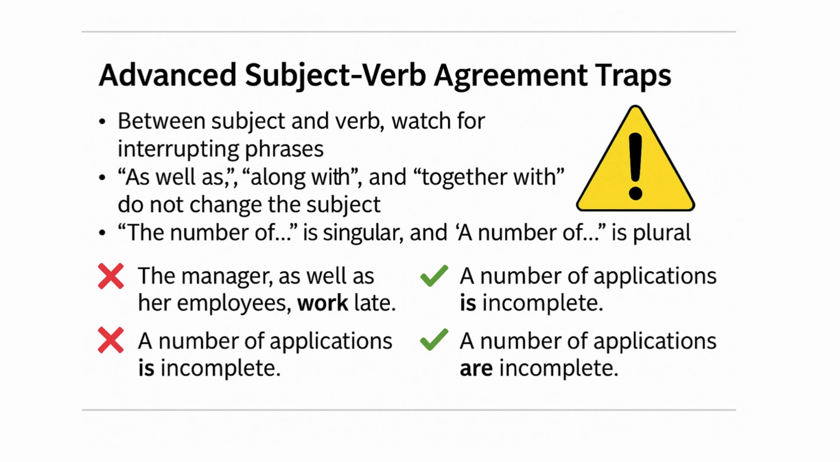Next, let's review an important distinction: the number of versus a number of. The number of is treated as singular, while a number of is plural. So we say, the number of applications is incomplete, but a number of applications are incomplete. These patterns appear frequently on the test, so being able to identify the real subject, no matter how much information is added around it, is a key strategy for choosing the correct verb. Understanding these traps will save you from many avoidable mistakes.